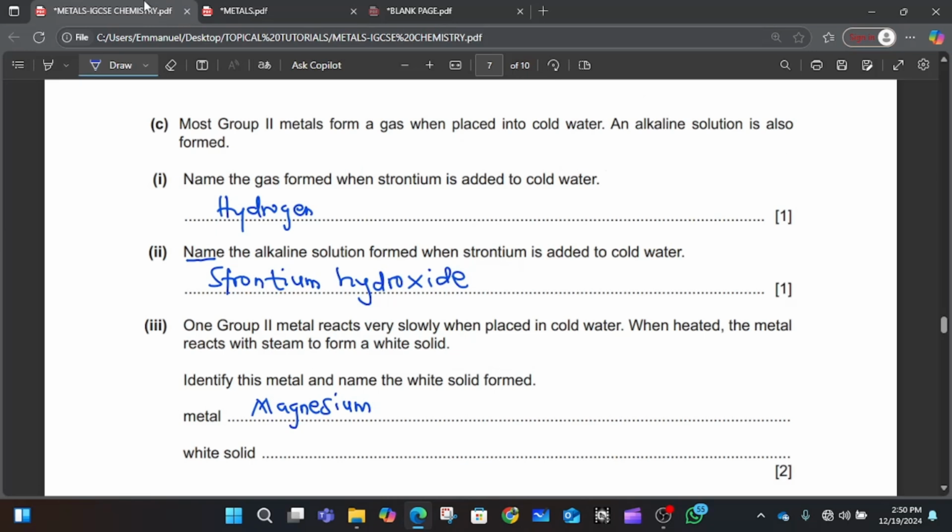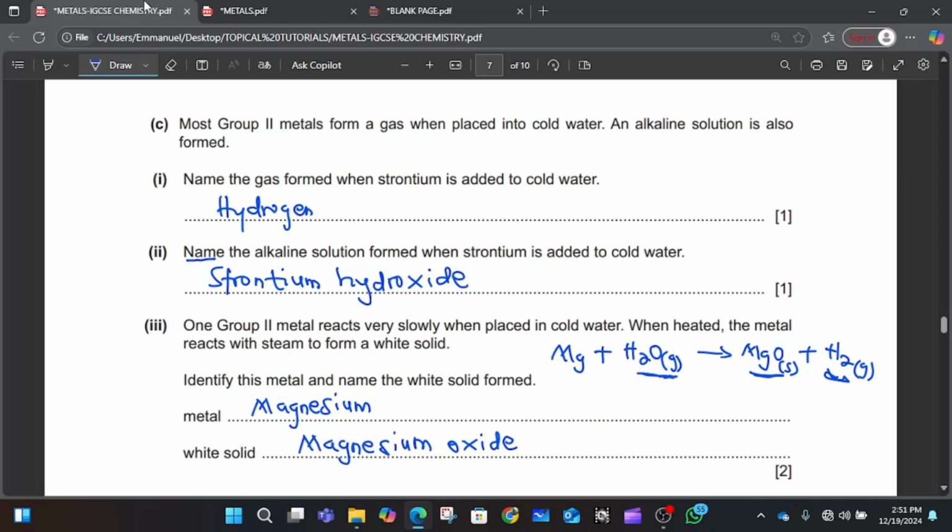And for the white solid formed, any metal that reacts with steam, notice that we are using H2O gas and not H2O liquid, produces a metal oxide and hydrogen gas. So it means that the white solid has to be magnesium oxide. We are supposed to name and not write the chemical formula.